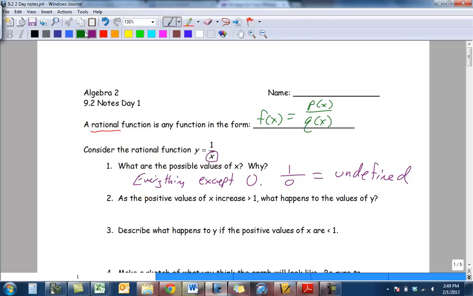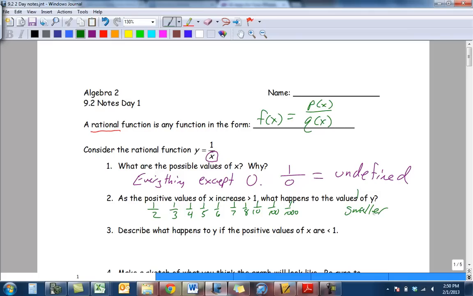All right, now, what happens as x gets bigger and bigger and bigger? So let's think about this. If x is greater than 1, so let's go to 2, that'd be a half, right? And when x gets bigger, 1/3, 1/4. As x gets bigger and bigger, what's happening to the fraction? 1/10, 1/100th, 1/1000th. Well, the values of y approach 0. It gets smaller and smaller and smaller, right?